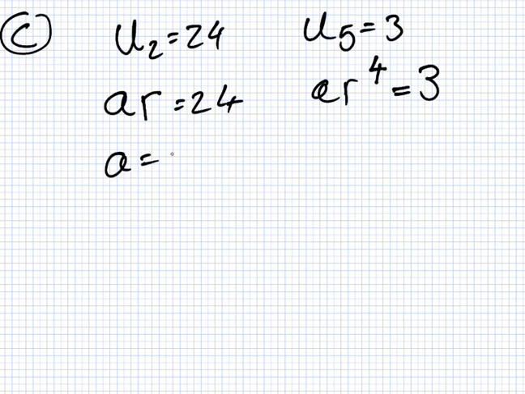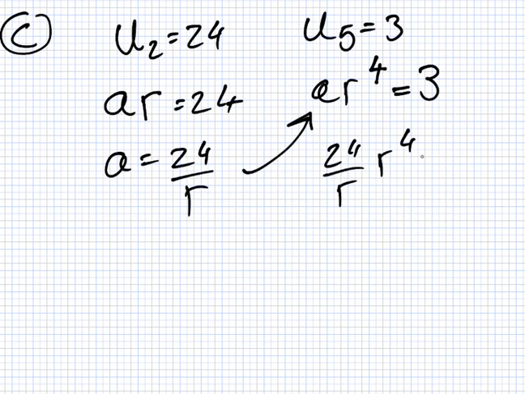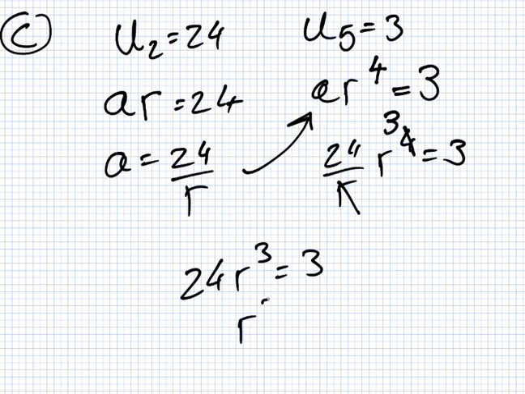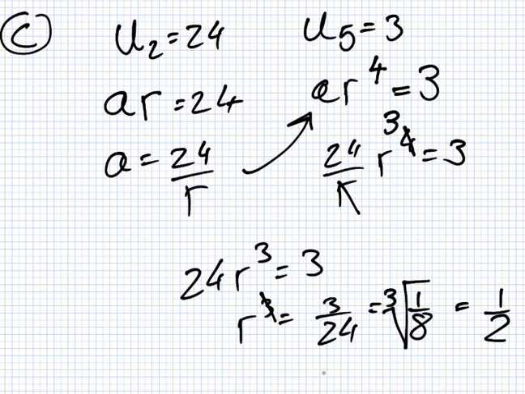So, what method should I use to solve this one? Substitution again. I put that one into there. So I have 24 over r, times r to the 4, equals 3. That cancels that, leaving me with 3 of them. So I have 24 r cubed equals 3. r cubed equals 3 over 24, which is 1 over 8. So if I do a cube root now, what's the cube root of 1 over 8? It's 1 over 2. So therefore, r equals 1 over 2.